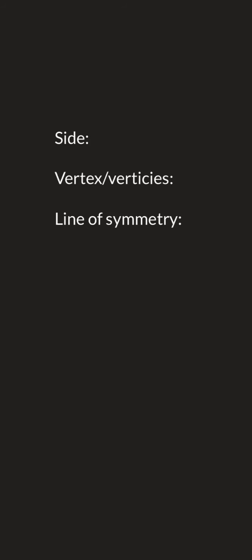So remember, you're writing down what a side is, what a vertex is, or vertices, what a symmetry is, or a line of symmetry, what a face is, and what an edge is. So pause the video now and write out your mini maths dictionary.